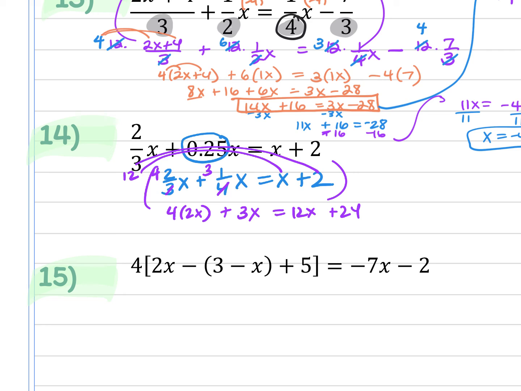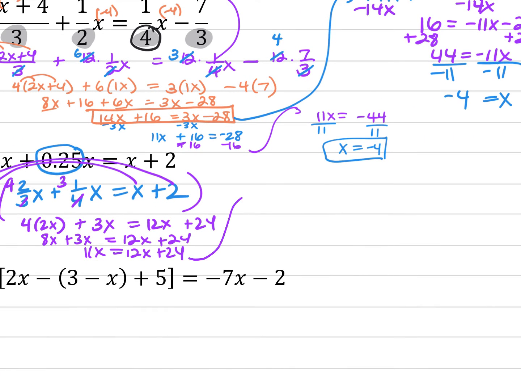So the only time you don't go all the way across is if it's in parentheses. Correct. Even if there was something on the other side, you would still go across, but anything in the parentheses doesn't get multiplied. Yep. So this is 8x plus 3x equals 12x plus 24. 11x equals 12x plus 24.